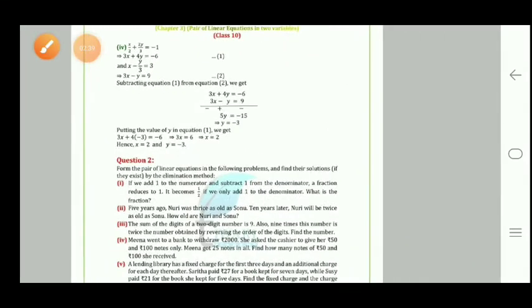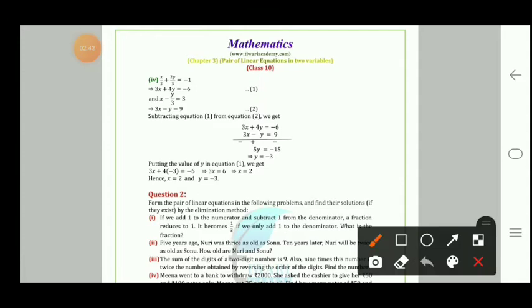Now moving towards the fourth part, it is given x/2 + 2y/3 = -1. This can be written, by taking the LCM, as 3x + 4y = -6. Now equation number 2 is x - y/3 = 3. Converting to standard form, we get 3x - y = 9. Subtracting equation 1 from equation 2, we have 3x + 4y = -6 and 3x - y = 9. Since we are eliminating x, we subtract, so we get 5y = -15, or y = -3.